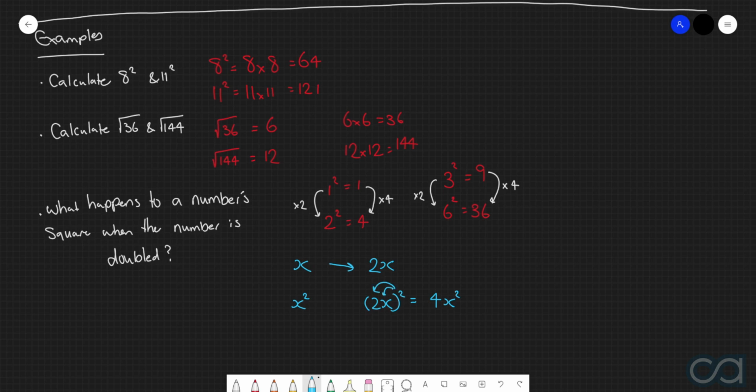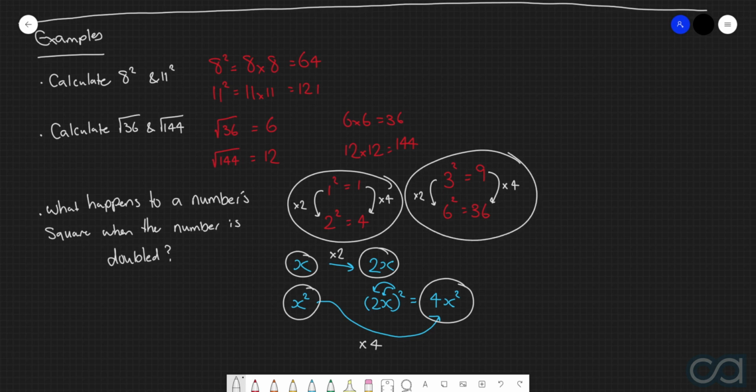And so what we can see has happened here is when we double the original number, as in we go from x to 2x, then the square goes from x squared up to 4x squared. Or in other words, when we double the original number, we multiply the square by 4, which is exactly what we saw with these two situations up here.